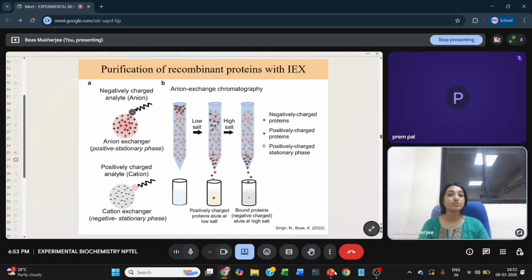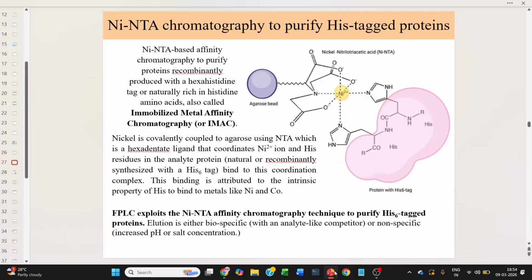So negatively charged proteins bind to the positively charged stationary phase. All of this is shown in this diagram, right? In our last to last class, this entire technique was given in a lot more detail. The pH of the buffers is explained there, and the different resins are explained. Okay, so you can refer to that.